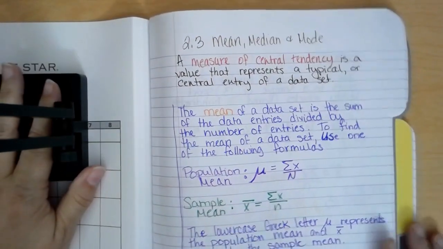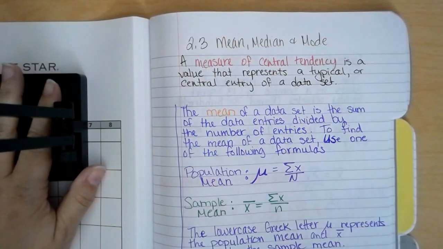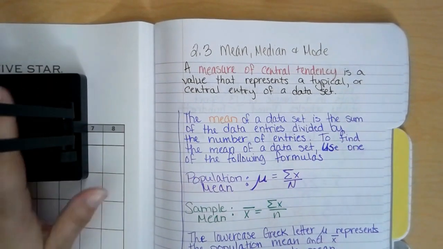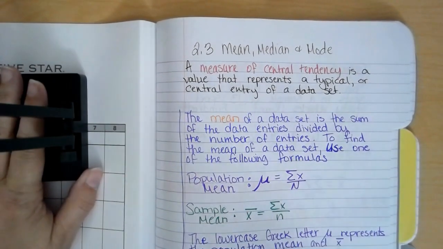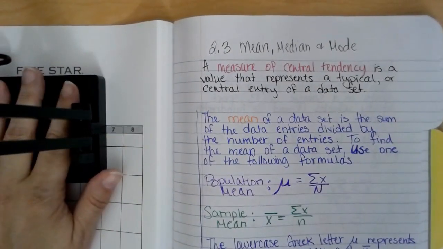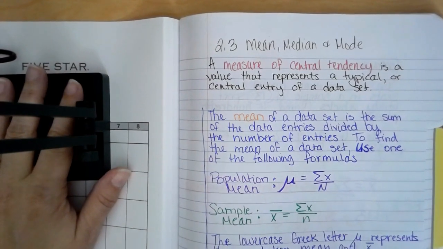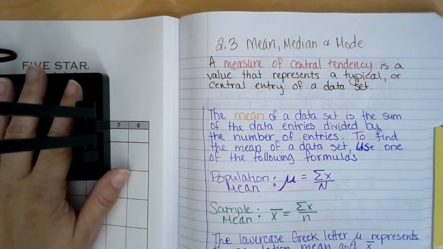This is the notes for the 2.3 measures of central tendency, mean, median, and mode. A measure of central tendency is a value that represents a typical or central entry of a data set. The mean of the data set is the sum of the data entries divided by the number of entries.